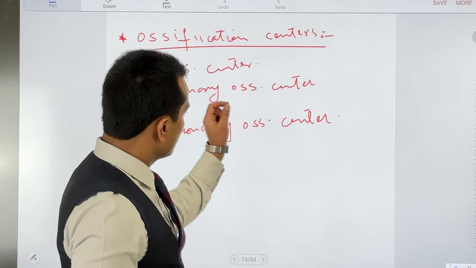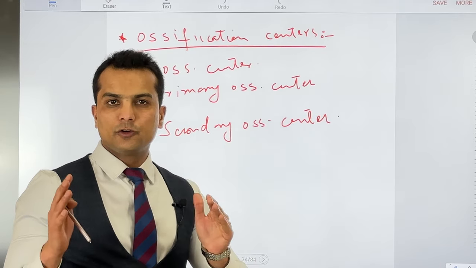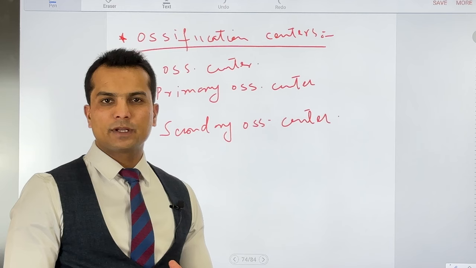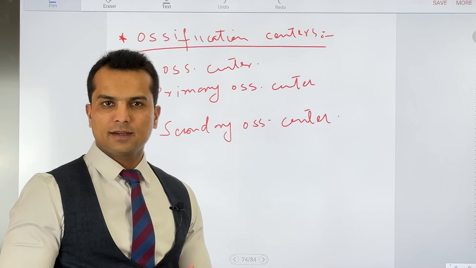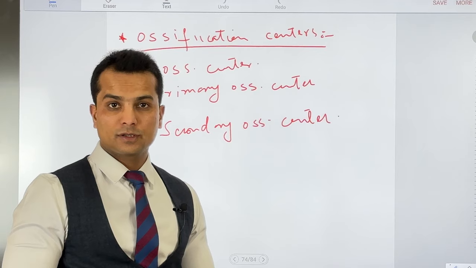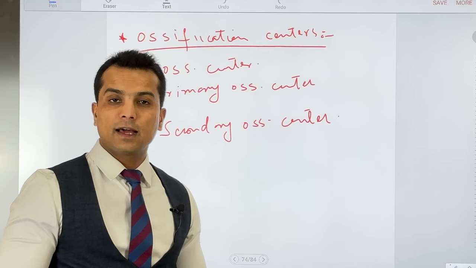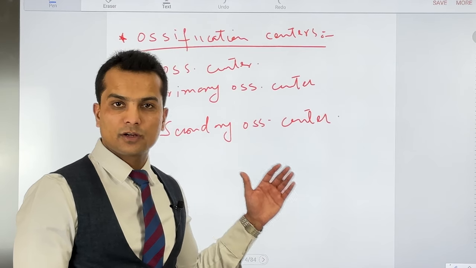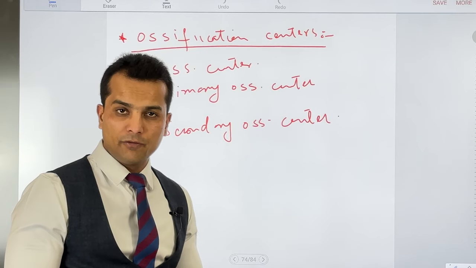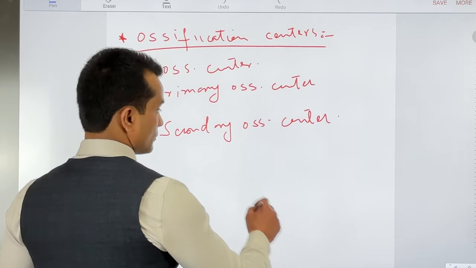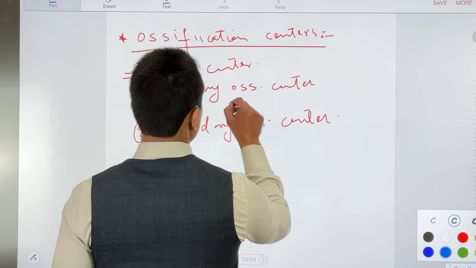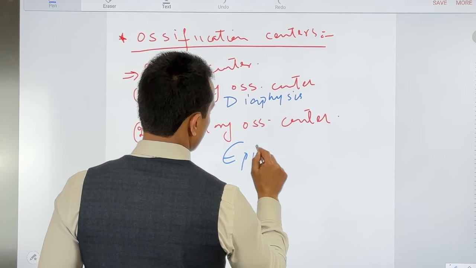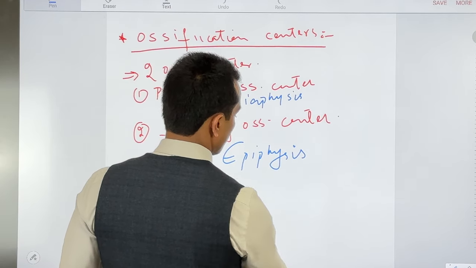The primary ossification center helps in the ossification of bones during your gestational age, during fetal life, and it is present in the diaphyses of the long bones. Remember, diaphyses, like the shaft. The secondary ossification center helps in bone development after birth until the age of 25. So you can write that the primary ossification center is present in the diaphyses, and the secondary ossification center is present in the epiphyses, like the heads of the long bones.